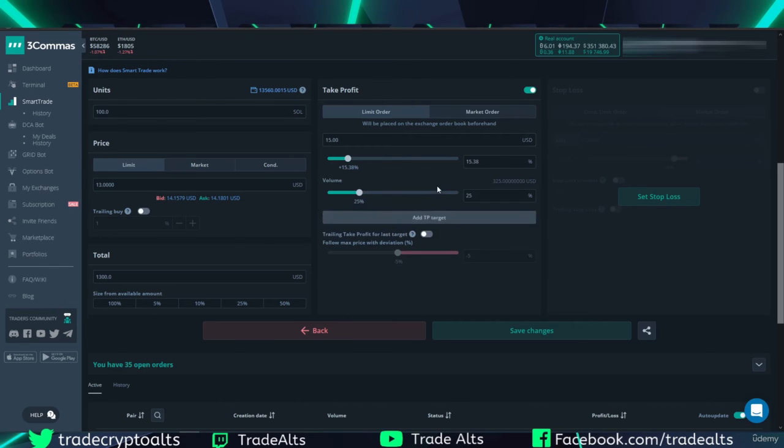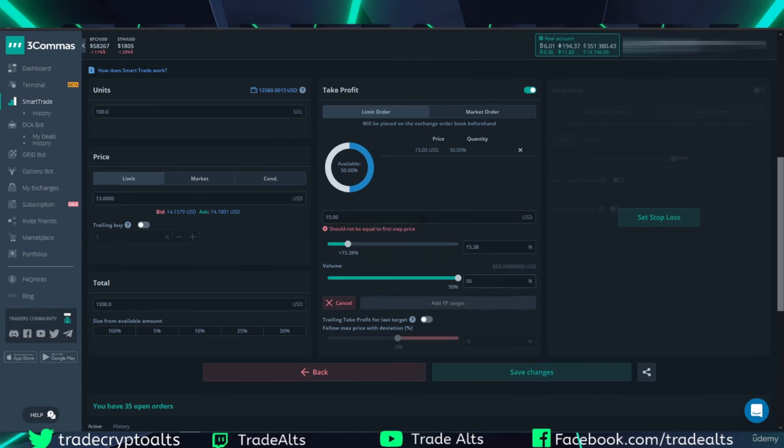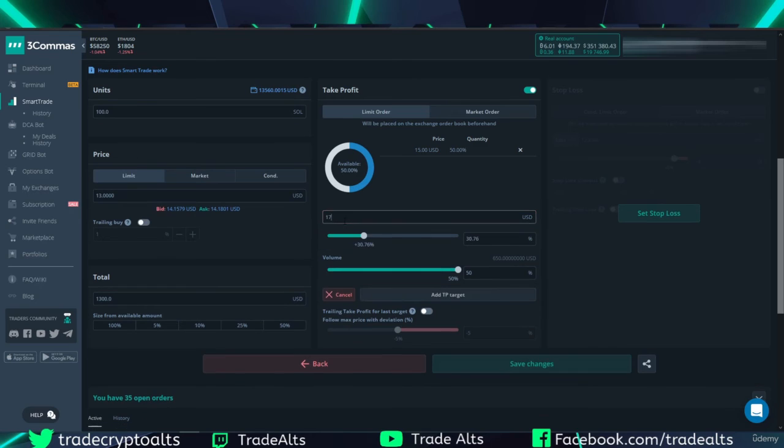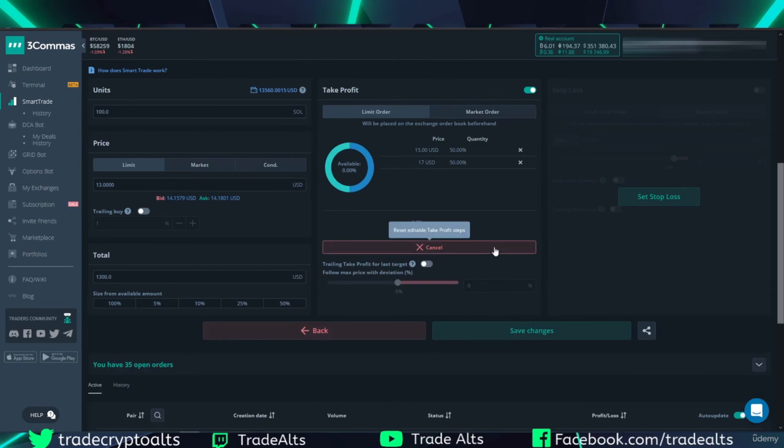You click on split targets, and you can create multiple take profits. Let's say you wanted to take 50% of your profit at $15. You click add TP, and look at that. You're going to sell 50% of your 100 Solana at $15. That'll be your first take profit. Then let's say I think it's going to go to $17 possibly, so the other 50% I want to sell there too. You can add more take profits if you want, but I'm just going to use 2.